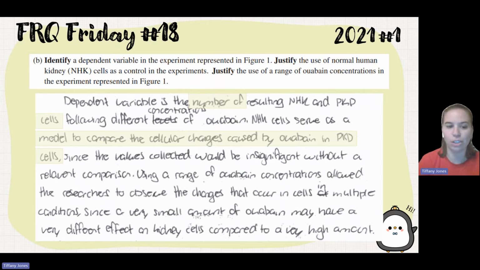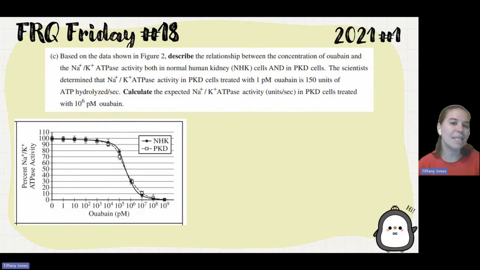Using a range of albumin concentrations allowed researchers to observe changes that occur in cells in multiple conditions, since a very small amount of albumin may have a very different effect on kidney cells compared to a very high amount. So C says, describe the relationship between the concentration of albumin and the sodium potassium pump's activity in both types of cells.